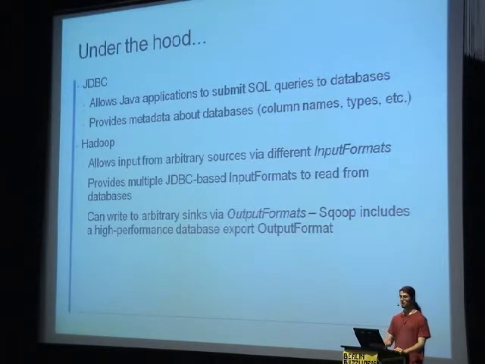The other technology that Sqoop uses is Hadoop. Hadoop allows input data to a MapReduce program to come from several arbitrary sources, not just files. The way it does this is by using an API called an input format. Hadoop provides multiple JDBC-based input formats that can read from databases, and it can write to an arbitrary sink using an output format. So while these output formats typically write to different file formats in HDFS, they can also write back to a database itself.